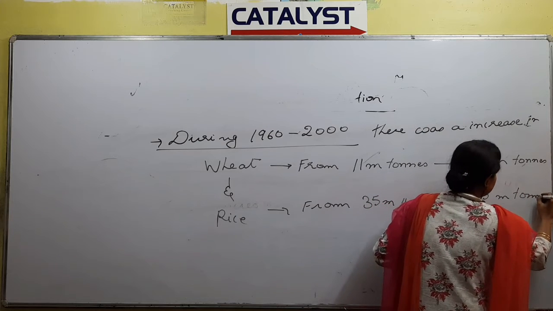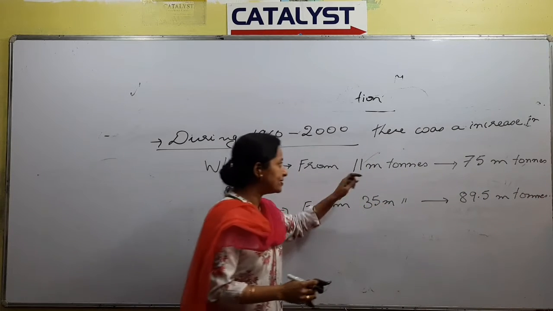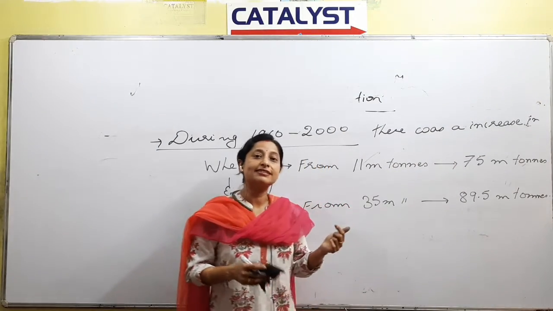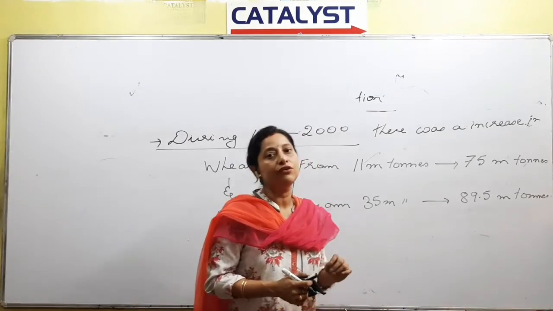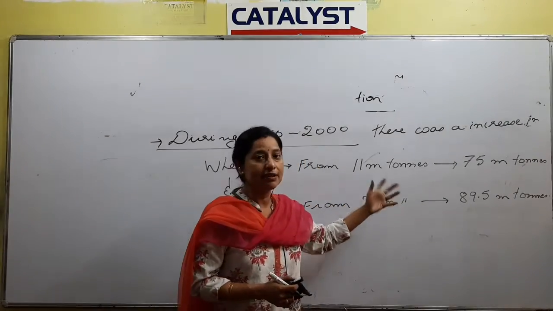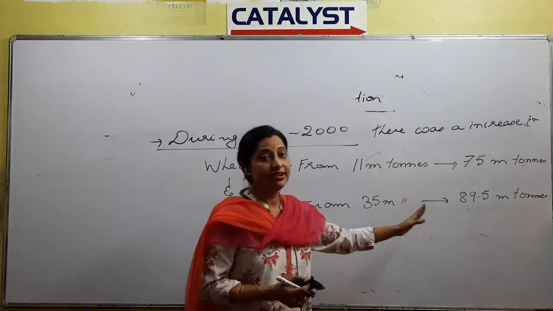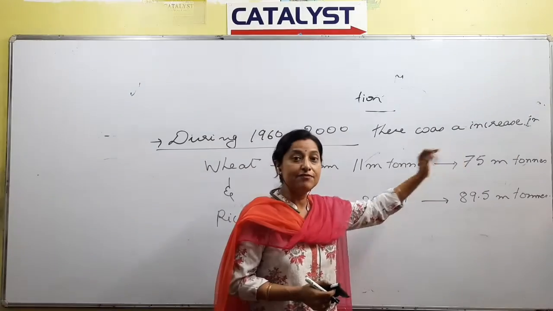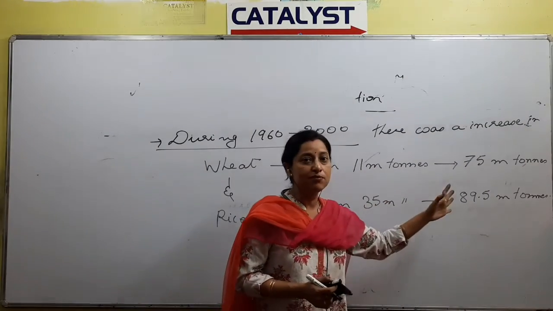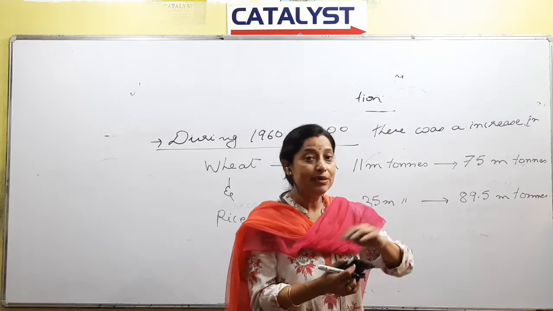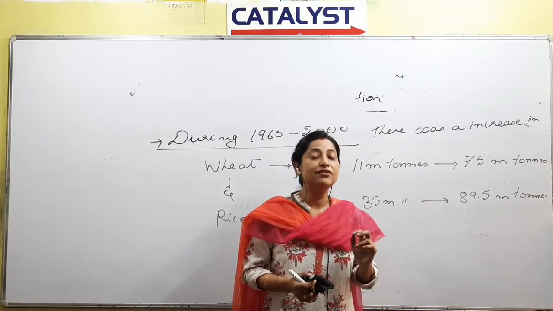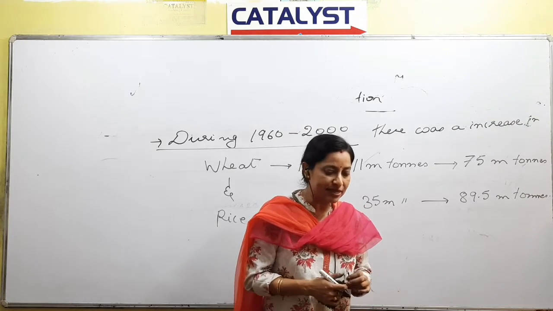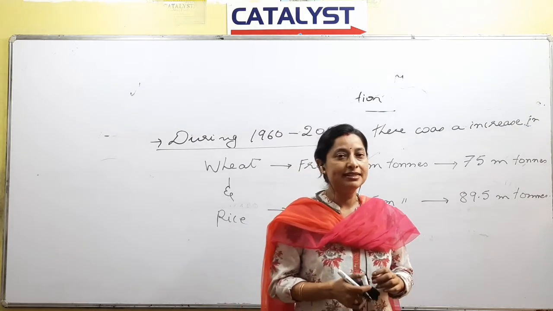So if you see the figure, there was a drastic increase in the production of two major foods, rice and wheat. The credit goes to the green revolution. All of a sudden wheat went from 11 to 75 million tons, and rice from 35 to 89.5 million tons. There should be a reason behind such an increase, right? What is the reason? Can anyone tell me how it increased? Someone is responsible.